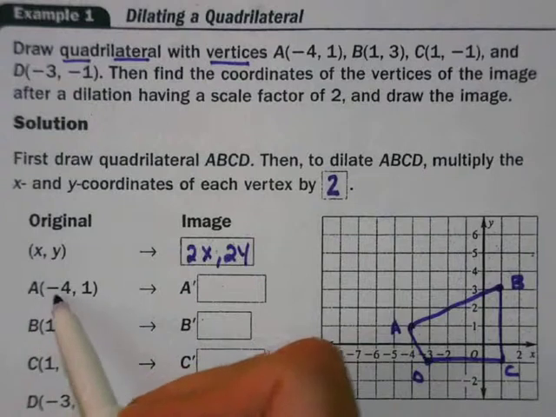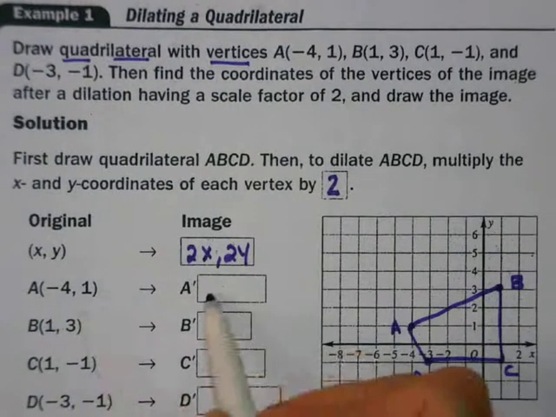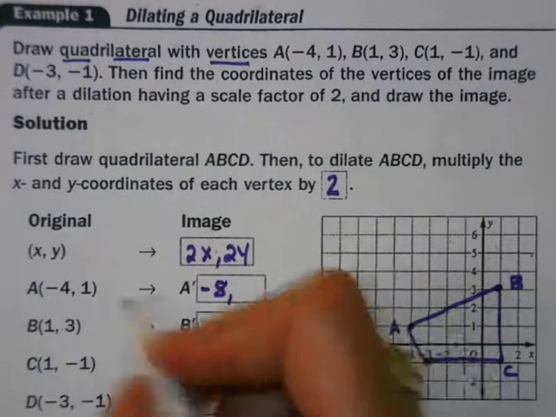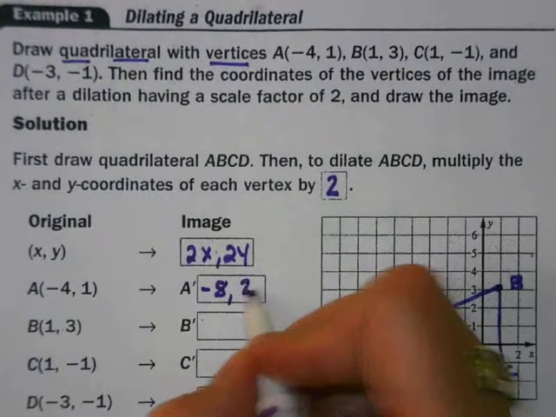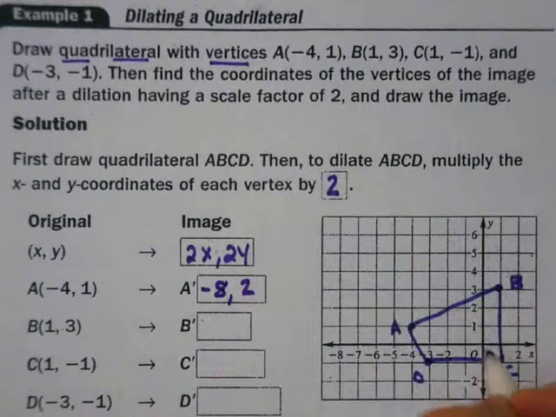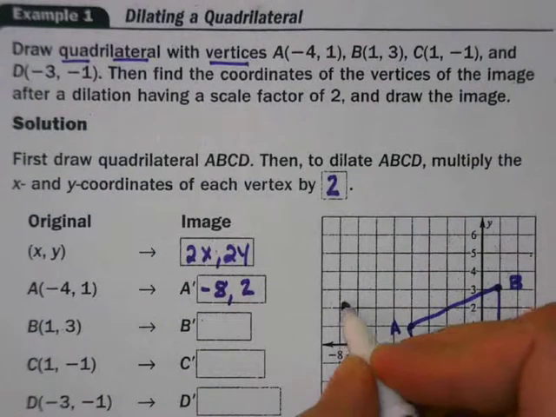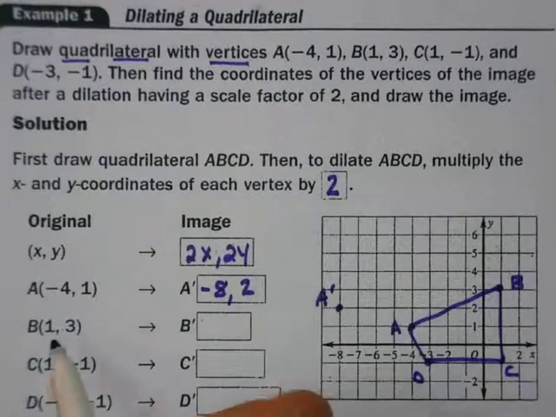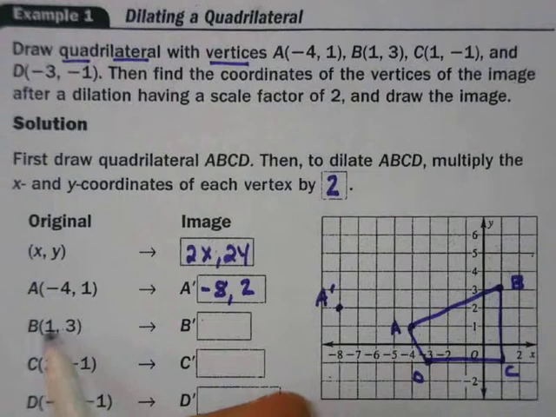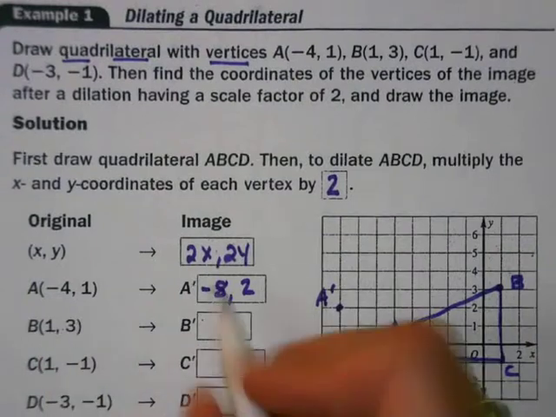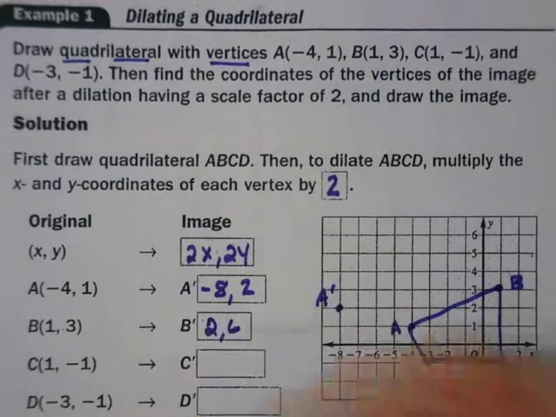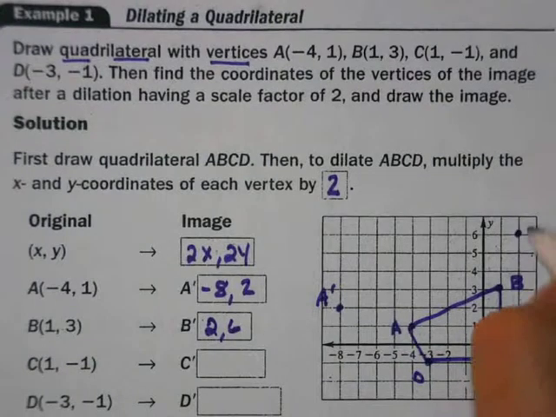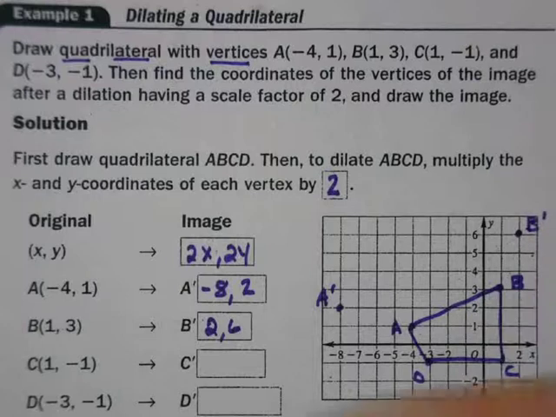A started out as -4, 1. A prime, -4 times 2 is -8, and 1 times 2 is 2. So those are going to be our coordinates of A prime. So we go -8, 2. So A prime is going to end up there. B originally had coordinates 1, 3. If we double both of those, we're going to get 2, 6. So if we go over 1, 2, and up 6, B prime is going to be up there.